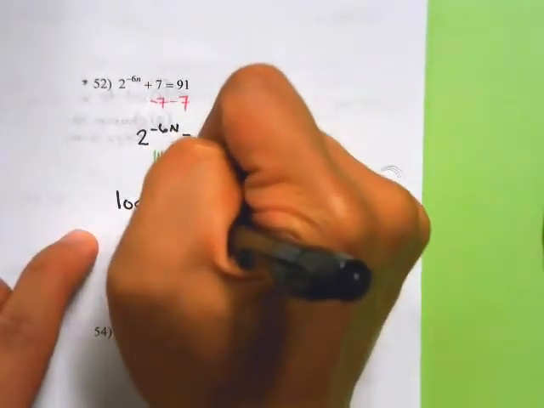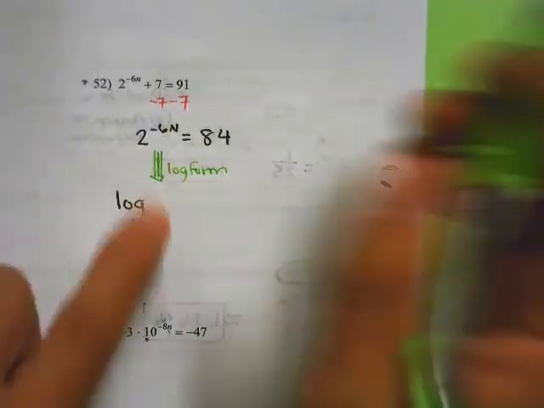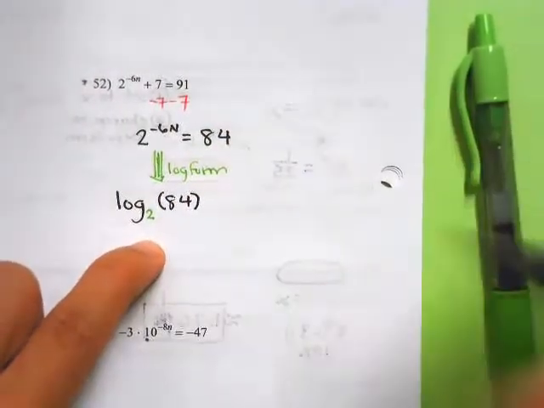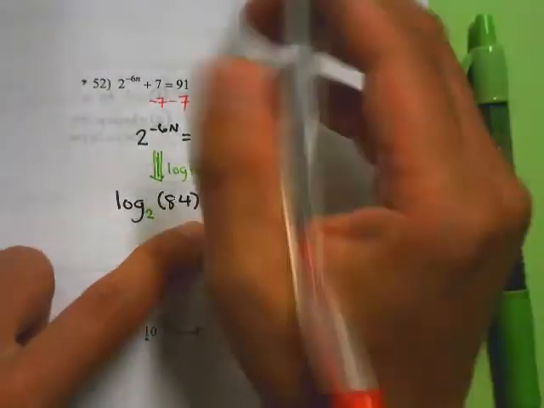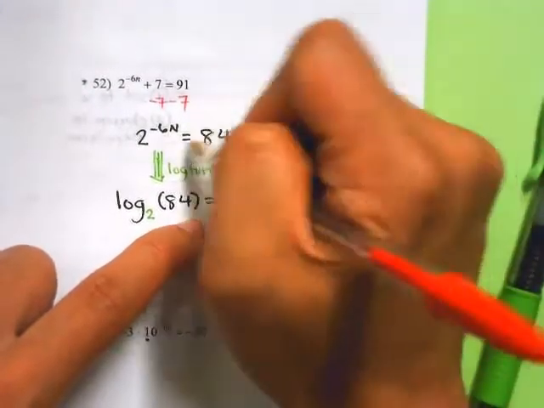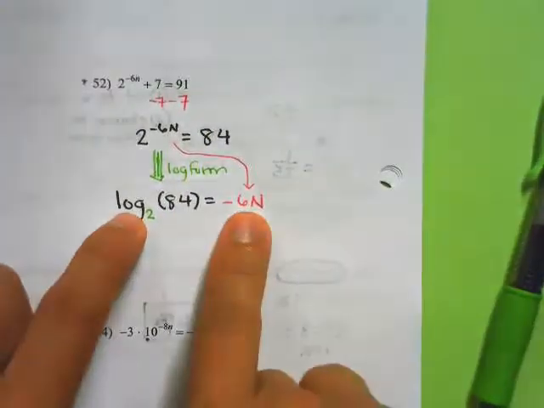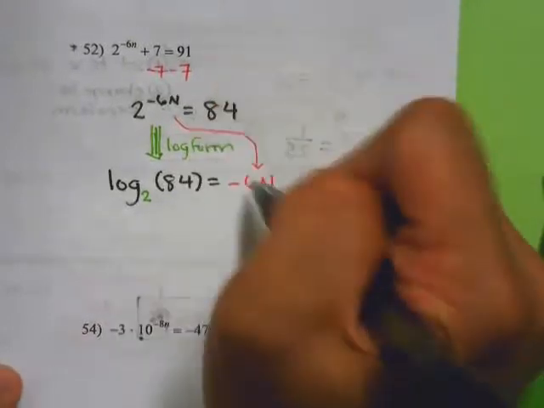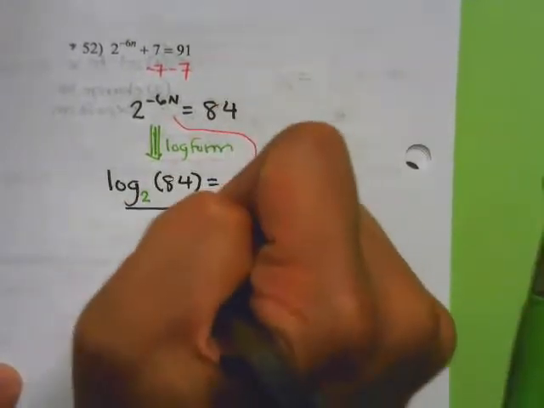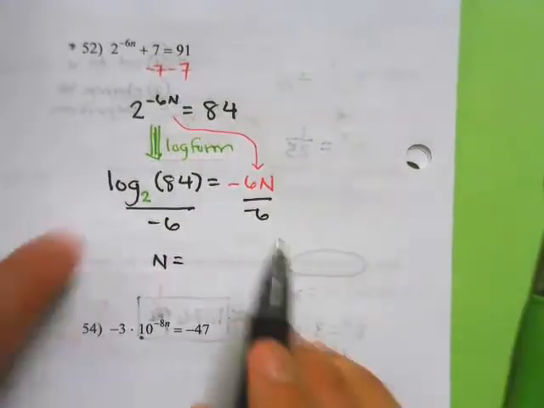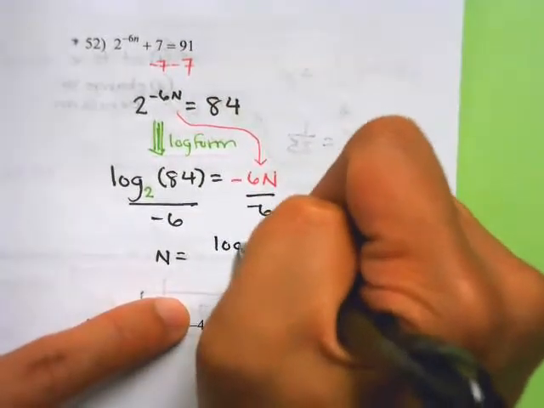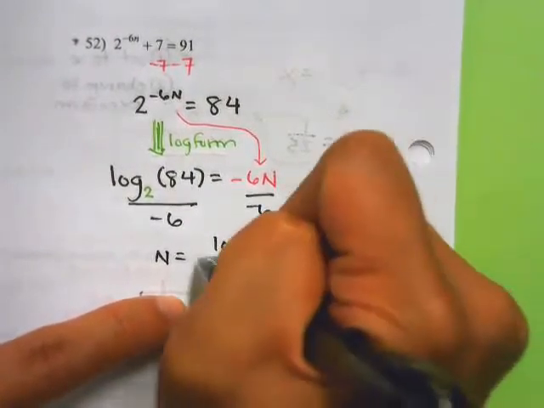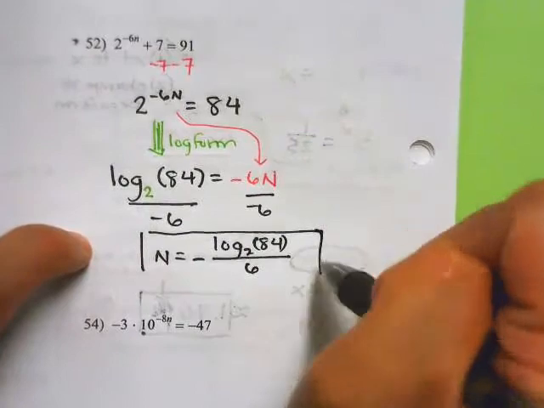Hence, I'm going to put log over here. Our base is 2. Our argument is 84. And we're going to equal that to our exponent, which is negative 6n. Okay? So logarithms are equal to exponents. We're almost done. Then we're going to divide both sides by negative 6, and you are done for the day, actually. n is equal to, and you can put the negative on the side, log of 84 base 2 over 6, and then you can make it negative like this.